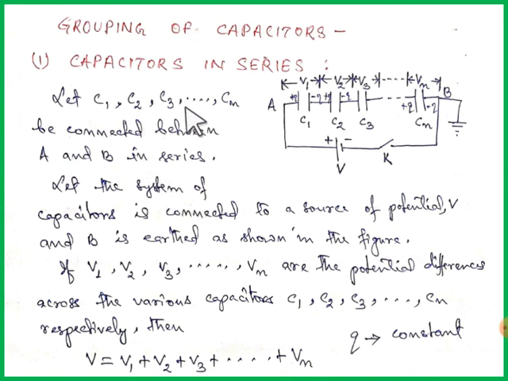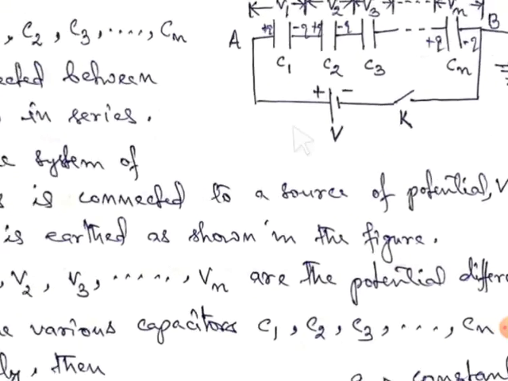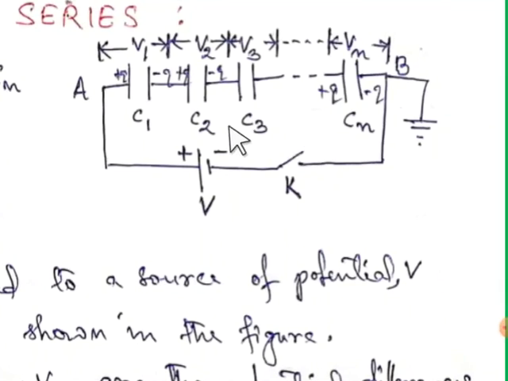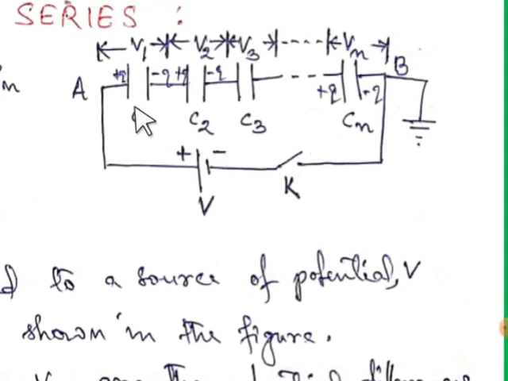So let's take up capacitors C1, C2, C3 and so on be connected in series, as shown in the diagram here, connected between the two terminals A, B. It is connected through a source of EMF or battery, whose potential difference is denoted by V, through a key K, and the point B is connected to earth. That means B is earthed.